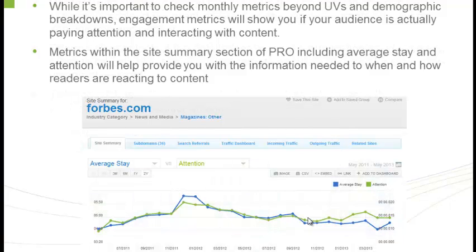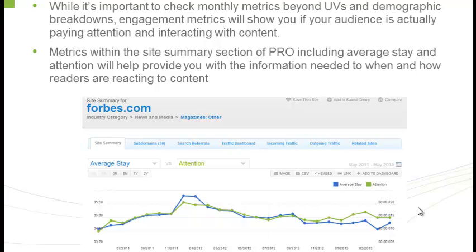And like I mentioned before, it's really important to look at engagement metrics, not just traffic metrics. So while it's important to check the monthly metrics, beyond UVs and demographic breakdowns, engagement metrics will show you if your audience is actually paying attention and interacting with your content. So metrics within the site summary section, which is illustrated here. This is what site summary looks like.